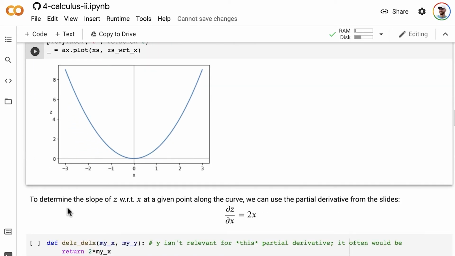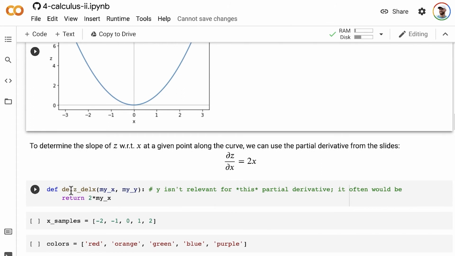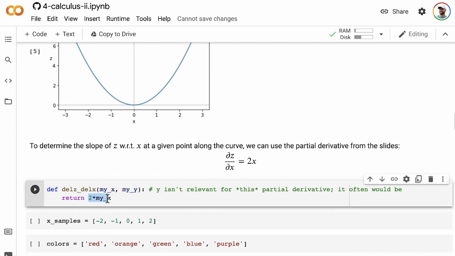Now, to determine the slope of z with respect to x at any given point along this curve, we can use the partial derivative that we already derived on the slides. So that partial derivative is del z del x. We determined that that was equal to 2x. And so we can encode that in a function as well. I've created a function called del z del x, and all it returns is 2x.